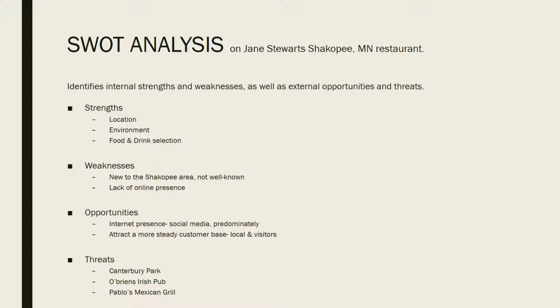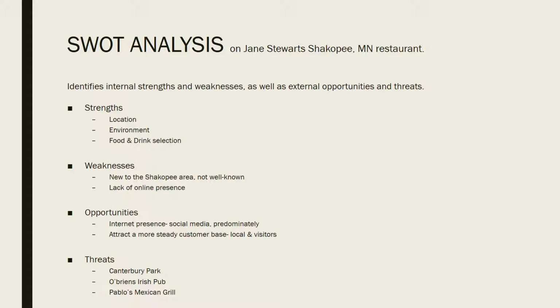A couple of the weaknesses that I did identify is that it is new to the Shakopee area, so it's not very well known, which is exactly why we want to put together an online presence for her, so that we can get the word out about the restaurant. And that brings us to the next weakness, which is the lack of online presence.